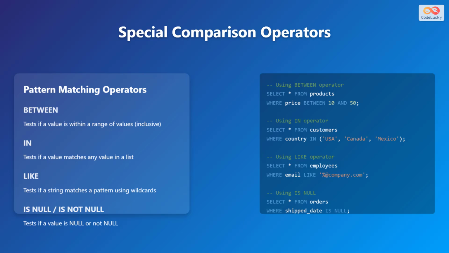Here are some examples. The first query selects all products from the products table where the price is between 10 and 50, inclusive. The second query selects all customers from the customers table where the country is the United States of America, Canada, or Mexico. The third query selects all employees from the employees table where the email ends with @company.com. The fourth query selects all orders from the orders table where the ship date is null.